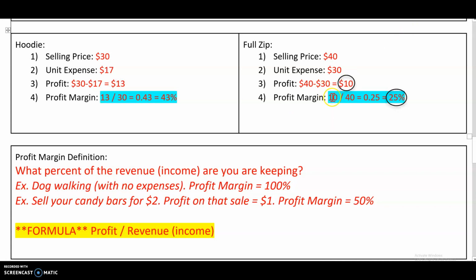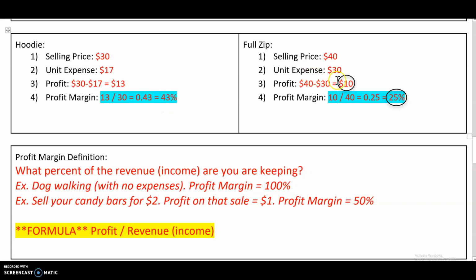I circled my final answer here, but just to recap, profit divided by revenue. So you profit $10 on that full zip sale. You brought in $40. So you're keeping 10 out of $40, which is 1/4 or 0.25. Convert that to a percent by moving the decimal place over to the right twice or multiplying by 100 to get you are keeping 25% of the sale. So on every full zip, you're going to keep 25% or 1/4 of the money you bring in.